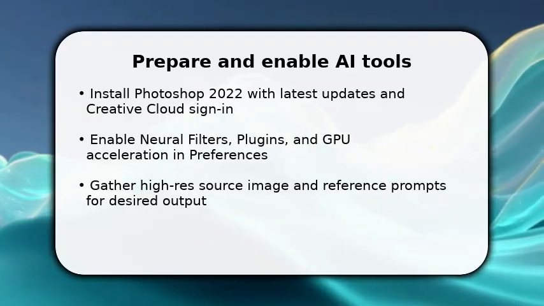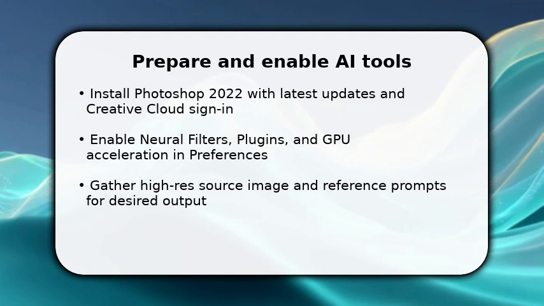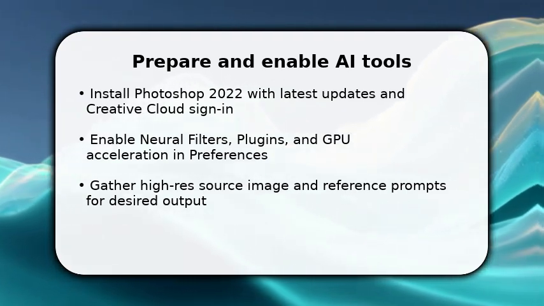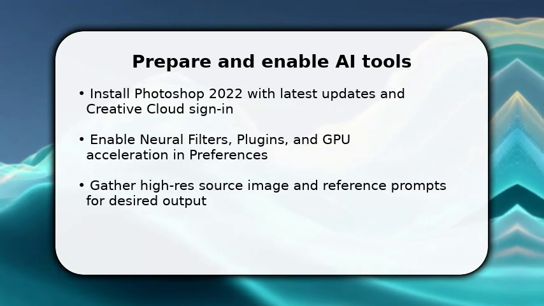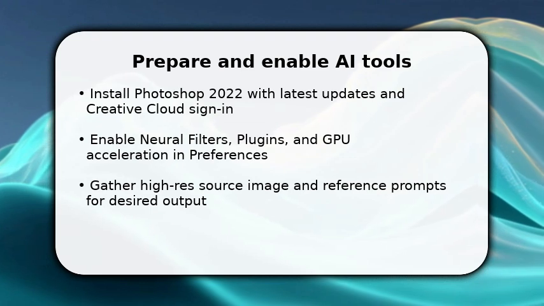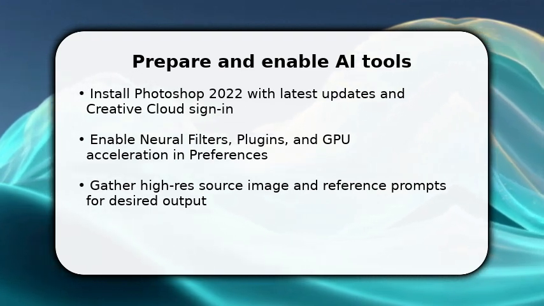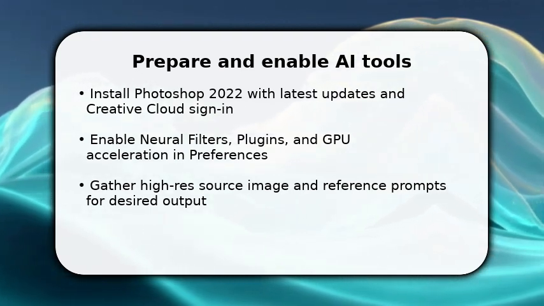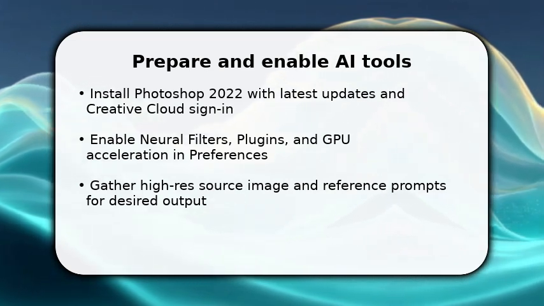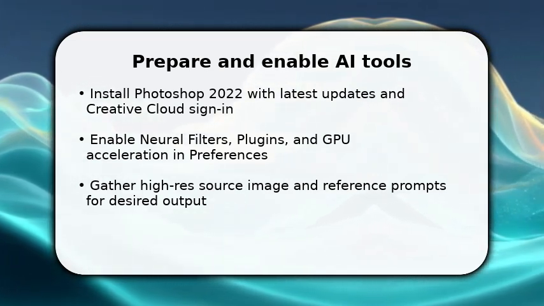You start by making Photoshop 2022 ready. Sign into Creative Cloud and update to the version with neural filters and plugins. Enable GPU acceleration and permit cloud-based features so processing is smooth. Once done, open a high-resolution source image and keep short, clear prompts or reference images nearby. This speeds iterations and reduces ambiguity.